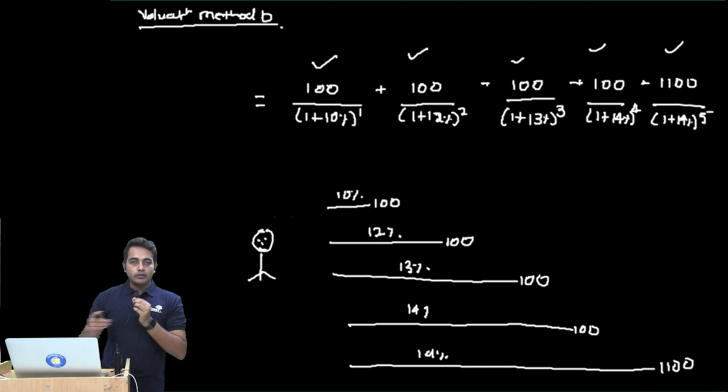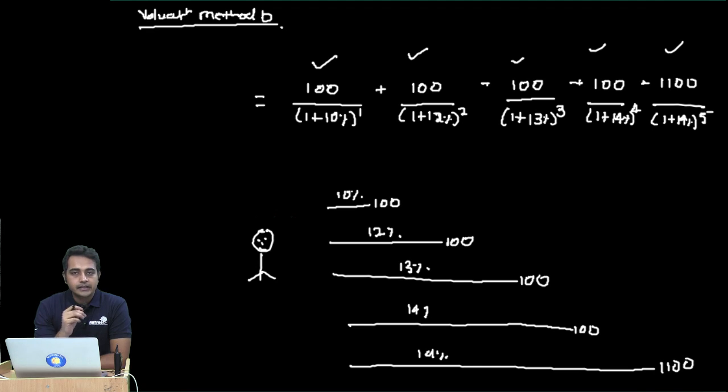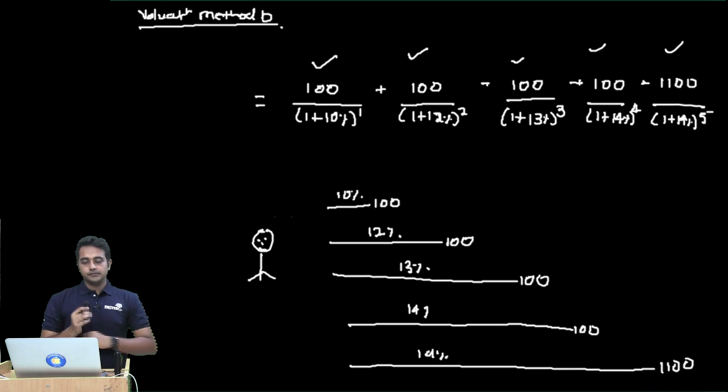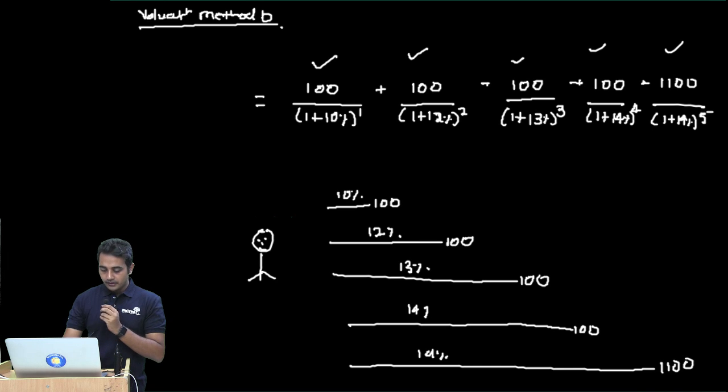So let's solve this question on your calculator. 100 divided by 1.1 equal to STO1. Okay, so can you tell me how much is that number?